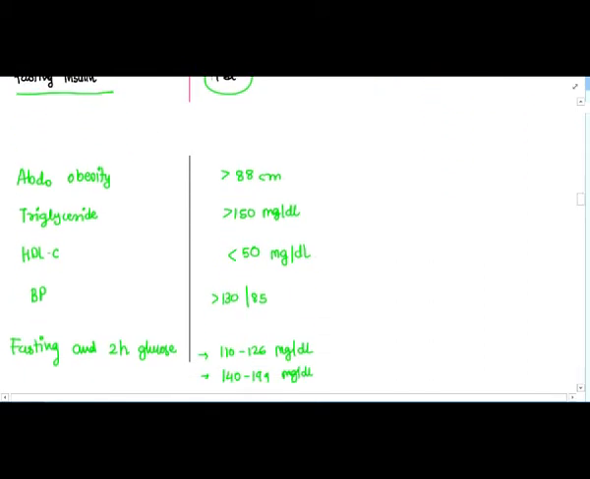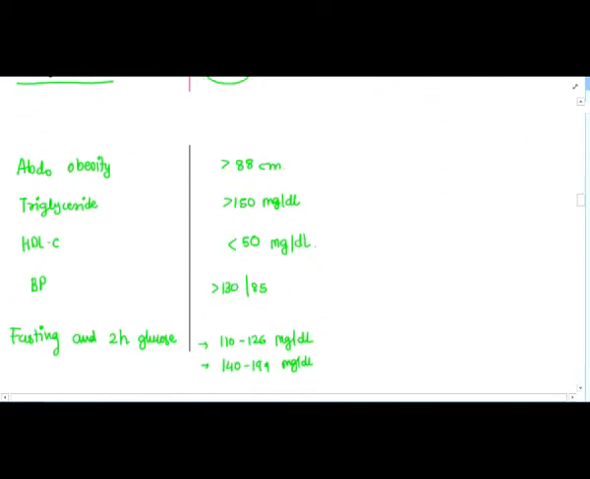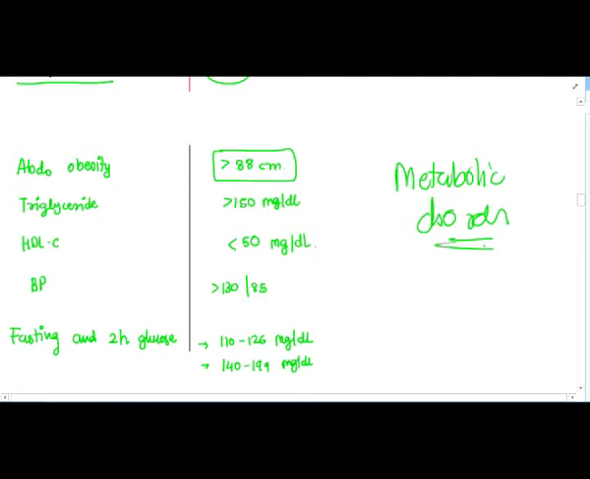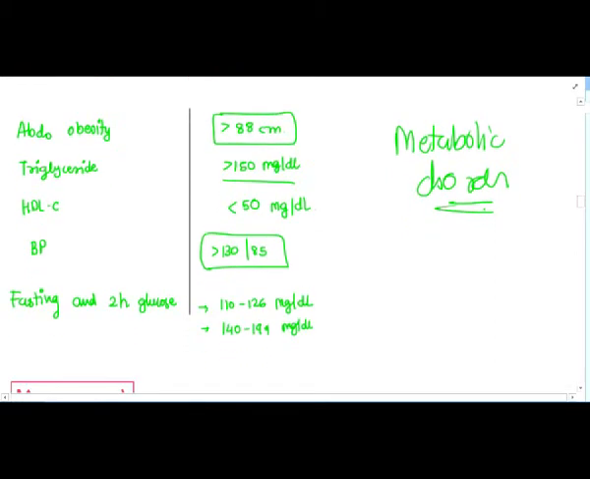Now, there is again the criteria of metabolic disorder. You can see abdominal obesity is more, the waist circumference is more than 88 centimeters, increased levels of triglycerides and LDL, decreased level of HDL, and BP more than 130/85. All this suggests a metabolic syndrome. Fasting and PP2BS sugar will be on the higher side.